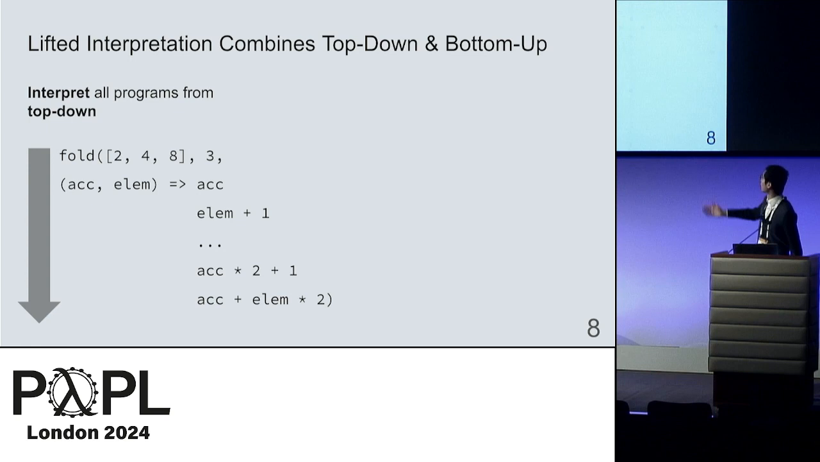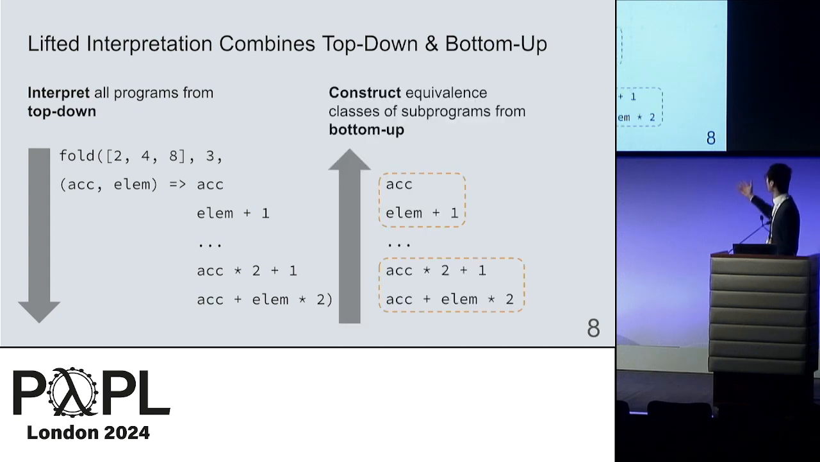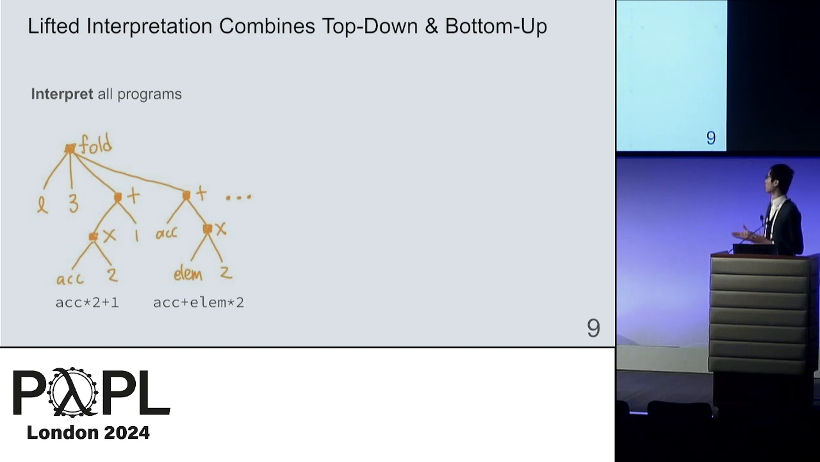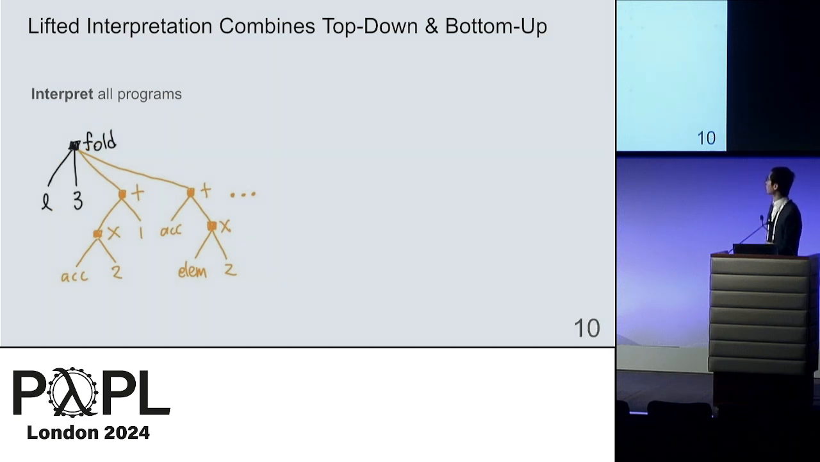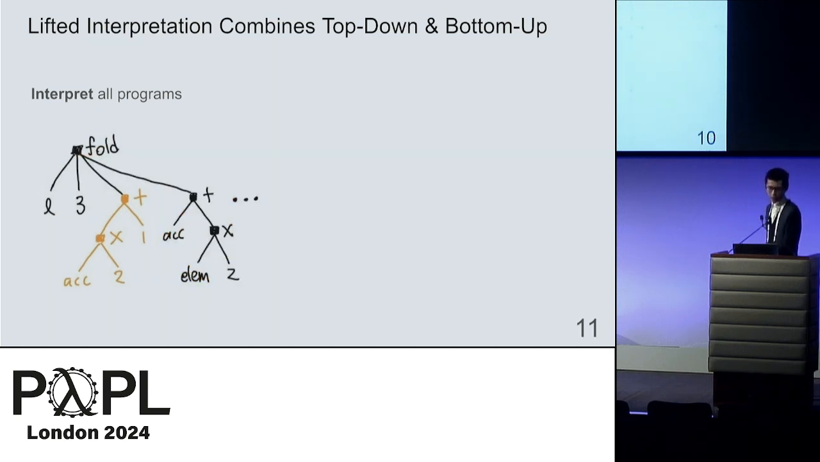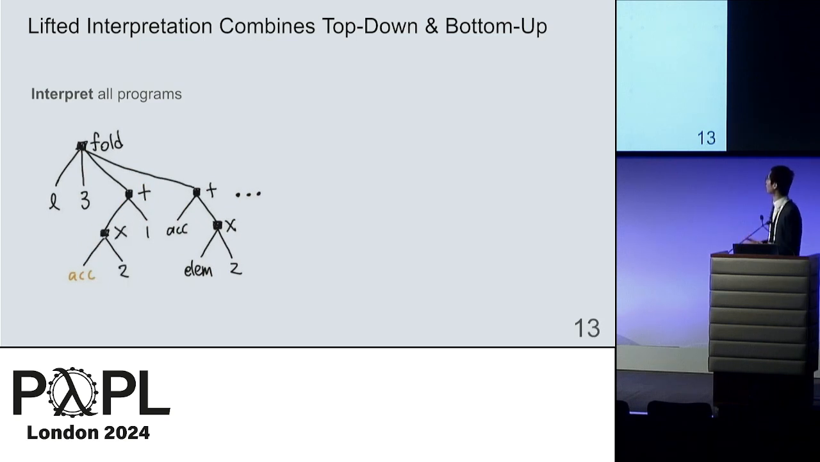Here on the left, it's a very familiar top-down interpretation of all the subprograms in the grammar. And on the right, we construct equivalence classes of those subprograms from the bottom up. This might sound a little bit abstract, so let's take a simple example. Those are the 2 fold programs we saw earlier, ac times 2 plus 1, and ac plus elem times 2. We'll start by walking down the tree until we hit a terminal in the grammar.